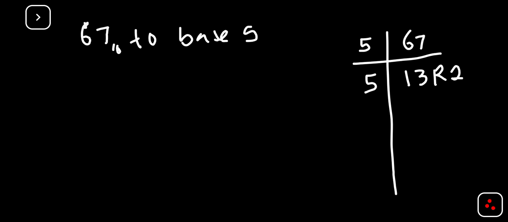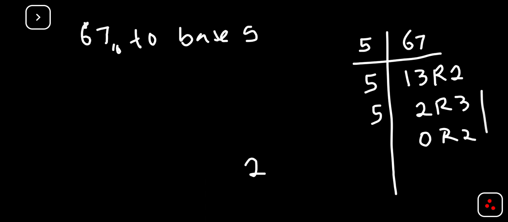Then 5 into 13 is 2, remainder 3. 5 into 2 is 0, remainder 2. So our base 5 value, taking it from bottom upwards, will be 2, 3, 2, base 5. And that will be the answer. Now you can cross-check this later and see if it is correct. But this is how to convert from base 10 to base 2, to any other base, and from any other base to base 10.